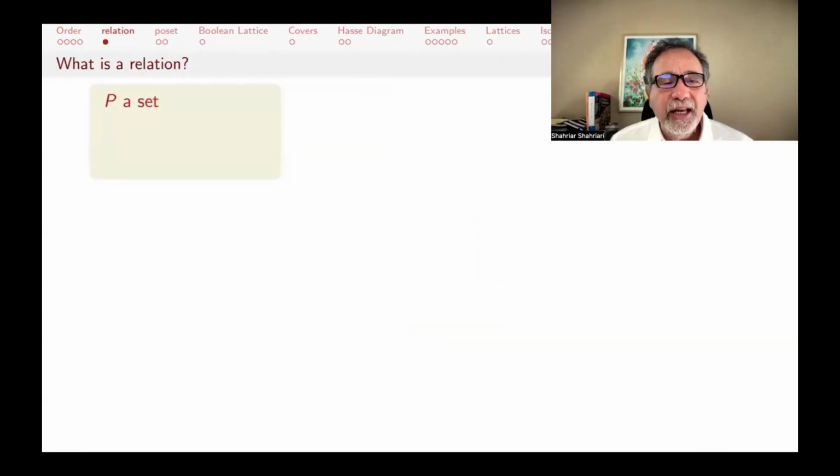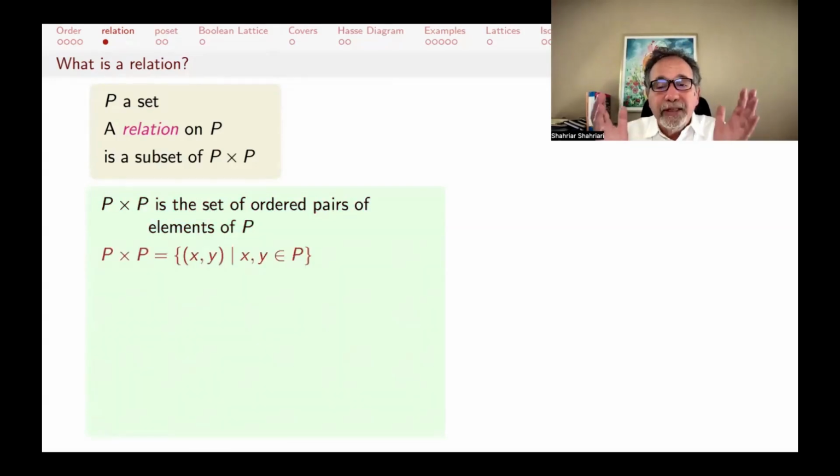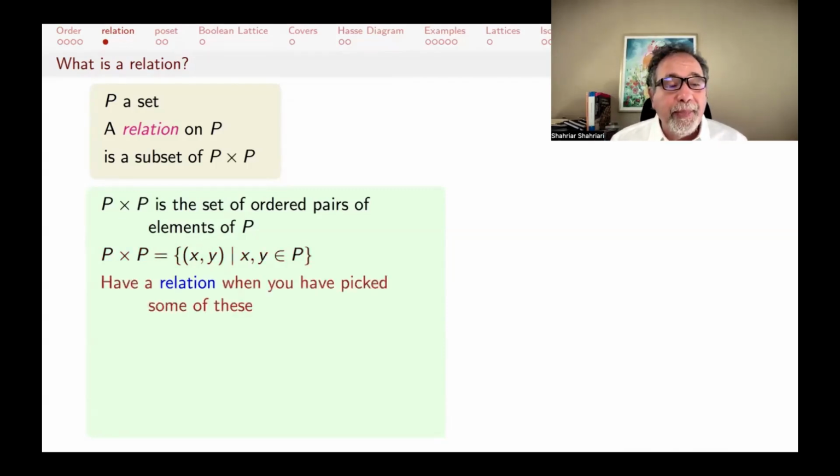So what is a relation? If you have a set P, a relation on P is just a subset of P cross P. What is P cross P? P cross P is the set of ordered pairs of elements of P, so elements of the form (x, y), where x and y are elements of P. So if you have a set P, to make P cross P, you make these pairs where both entries are coming from P. And when you say you have a relation, you mean that some of the x's are related to some of the y's. As soon as you say that Fred is related to Jerry, then (Fred, Jerry) is one element of your subset. When you give me a relation, you're really giving me a subset of P cross P.